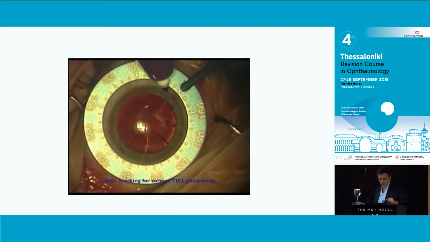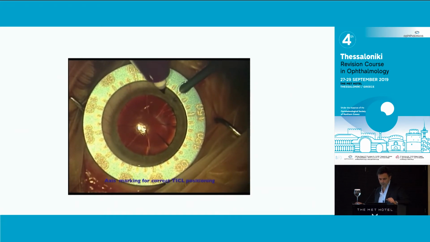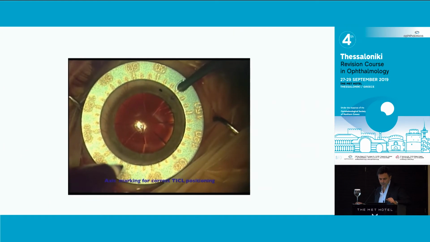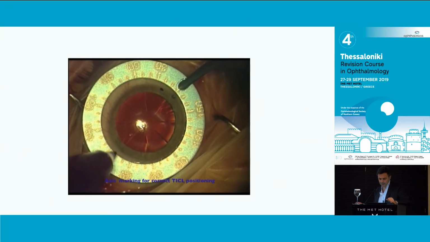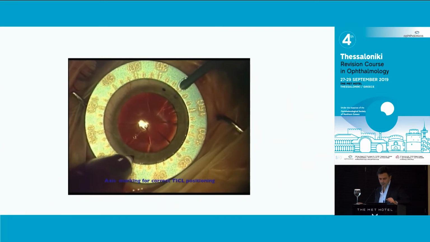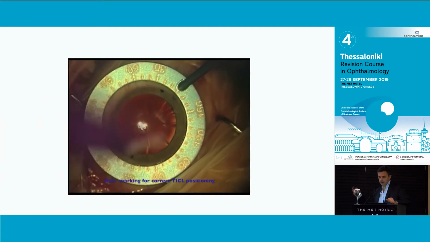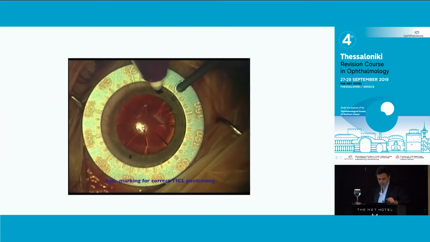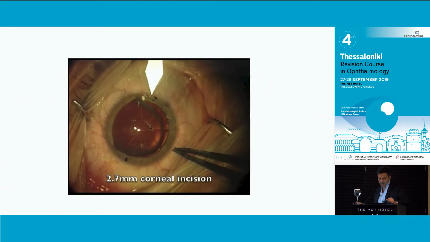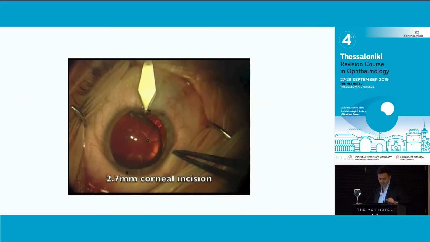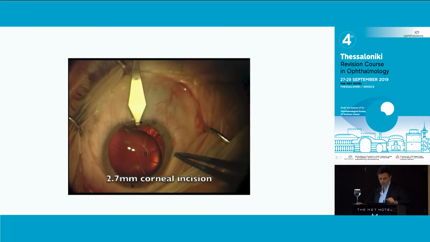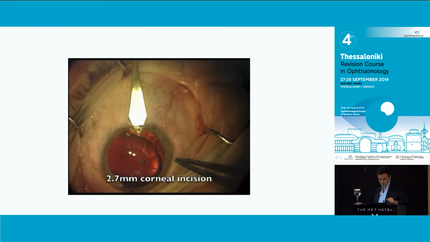Here you just see a quick video of how to implant a toric lens. At the time, we didn't have a markerless system. So the cornea is marked preoperatively, the vertical and horizontal axis, and then we're just marking with the Mendez ring the steeper axis for the toric ICL implantation.